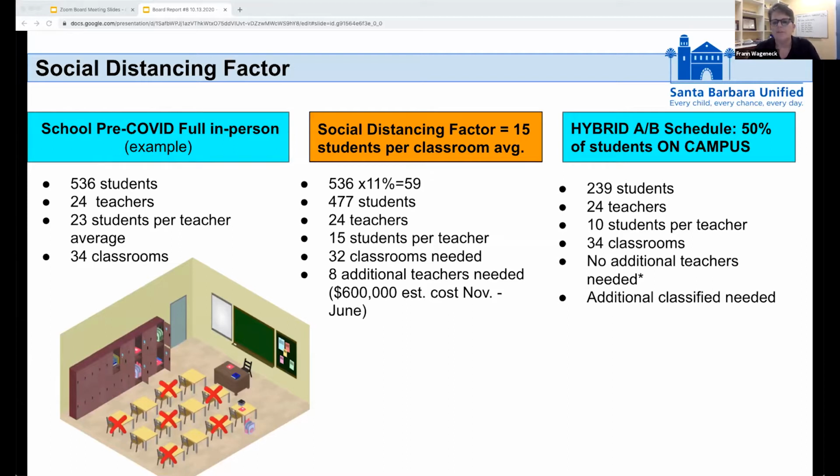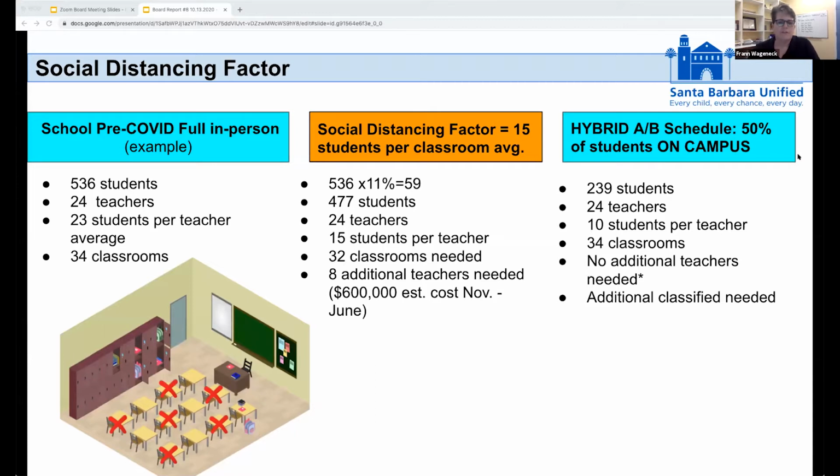So in the third column, you see that we solved this problem wherein half the students are on campus each day. We take the 477 students, divide that by 2, and we get more or less 239 students served by 24 teachers with an average of 10 students in each classroom. No additional teachers are needed, though we do need additional classified staff in order to provide supervision. So that is why hybrid. That is the math of hybrid. And we really wanted to make the point to lay that out for you all tonight very clearly, but also lay that out for families to understand why we're going to hybrid at this point in the game, and for as long as we need to maintain the social distancing.